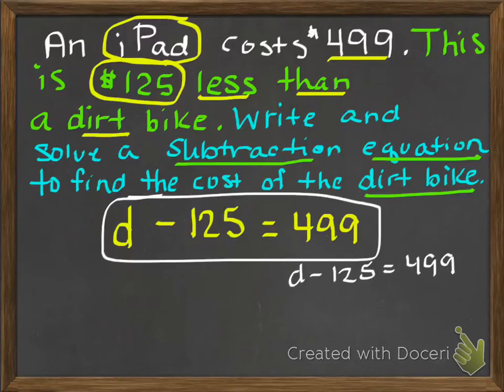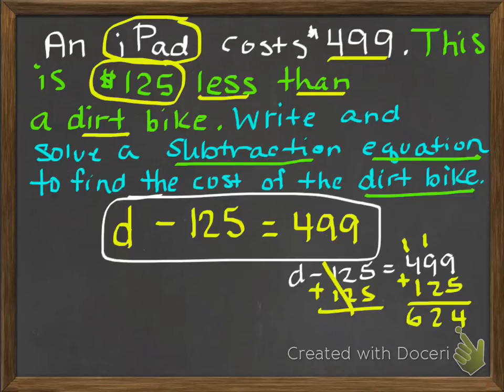So the first thing I say is, okay, it looks like D is my variable and 125 is being subtracted from it. So I need to add 125 to undo that. So I'm going to add 125 to both sides. So now, once you've added $4.99 plus 125, you should get your answer, which is D equals $624.